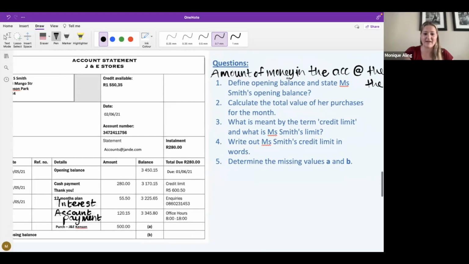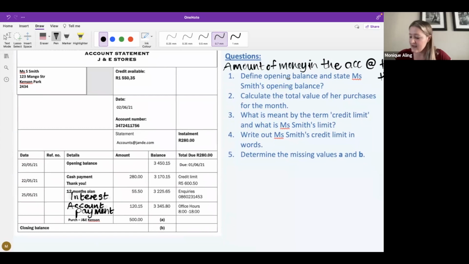Okay, so let's get back to the statement. It is over here in our statements. Opening balance, gave it away. 3,450.15.